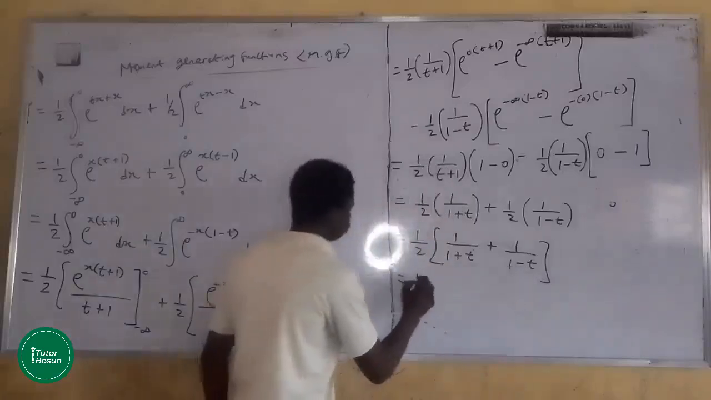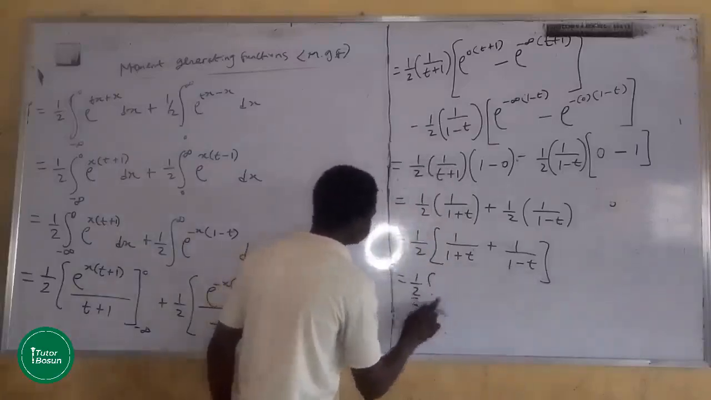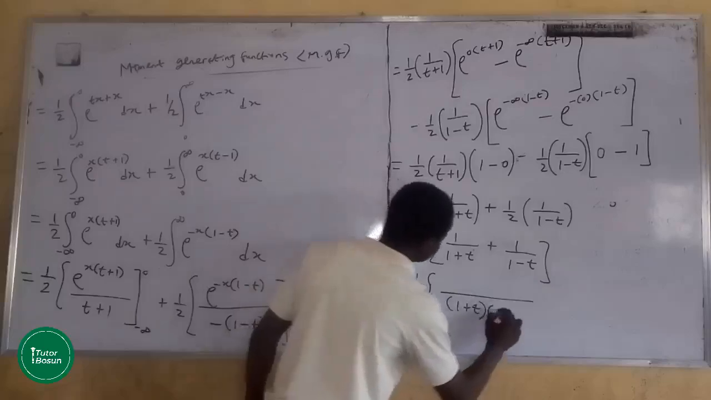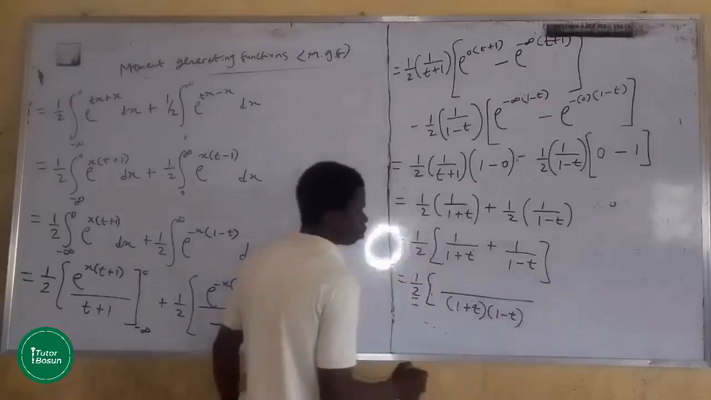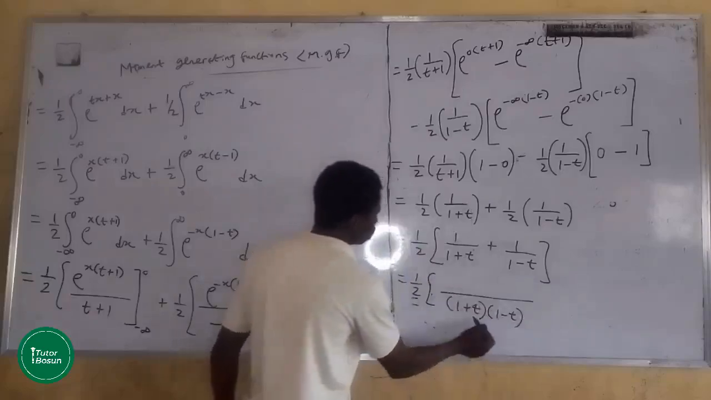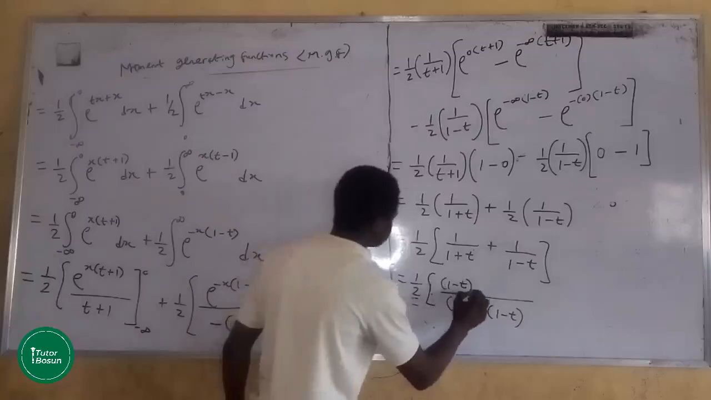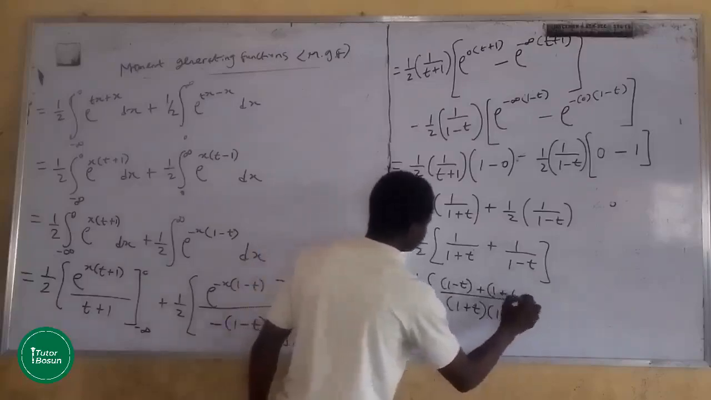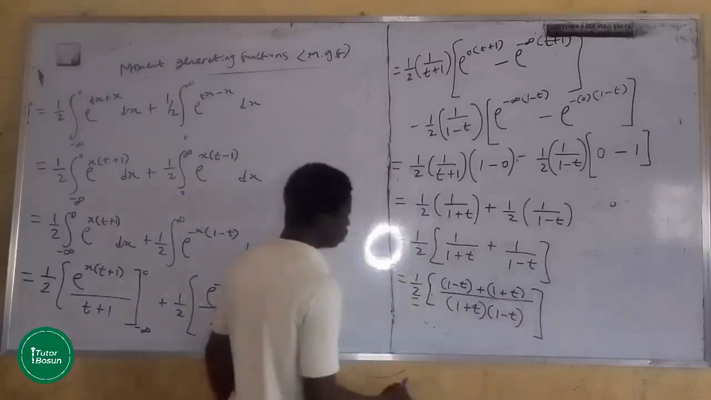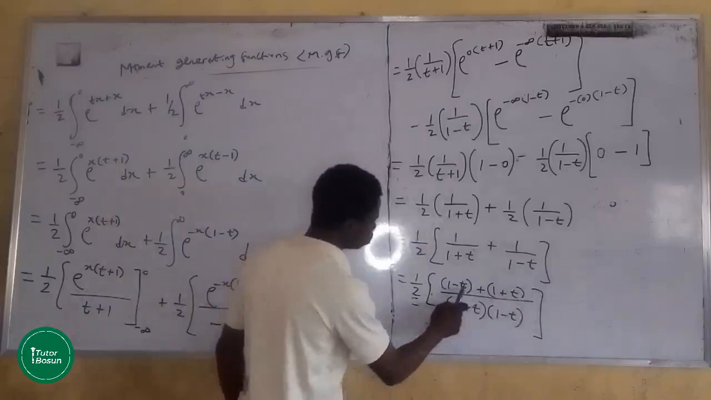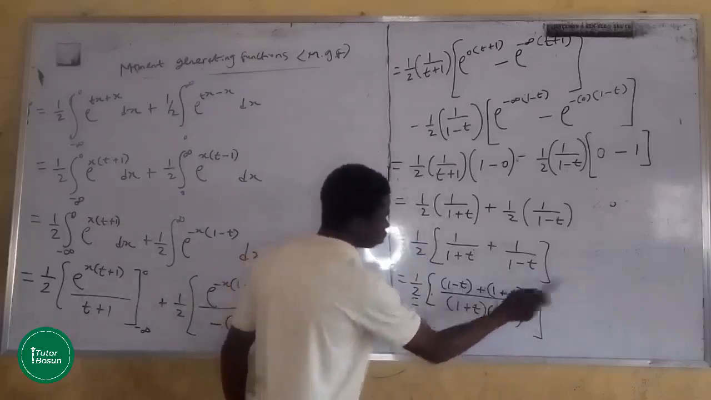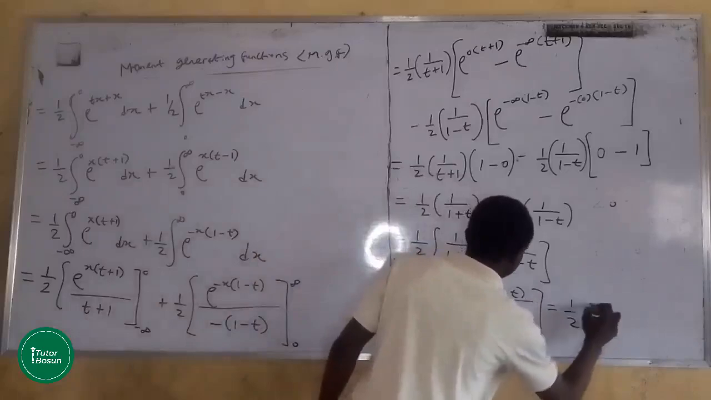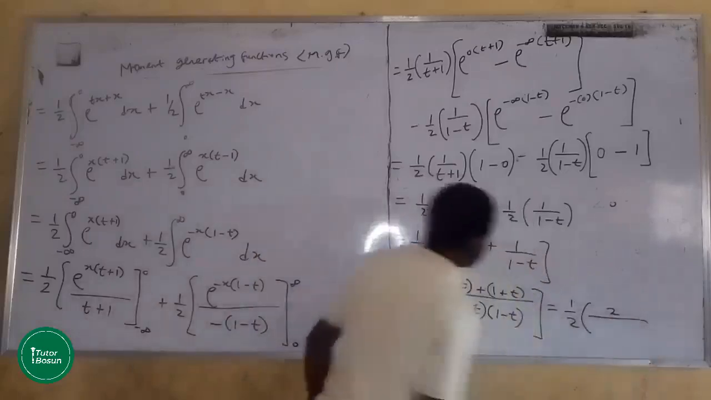So taking LCM, we have 1 over 2 into 1 plus t into 1 minus t. So 1 plus t cancels this, so we have 1 minus t. This cancels this, we have 1 plus t. So we simplify this further. This becomes minus t plus t, that's 0. 1 plus 1, that's 2. So this becomes 1 over 2 into 2 over.